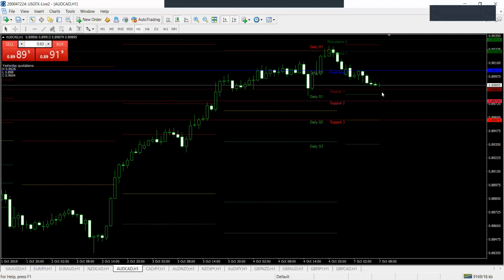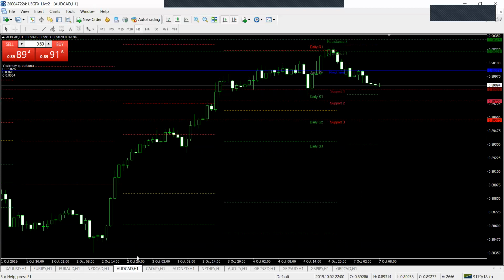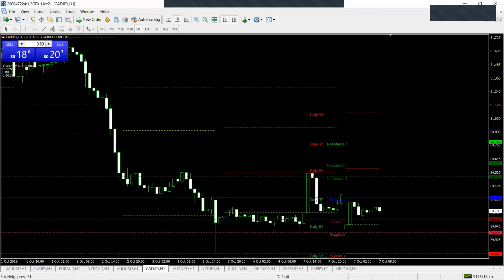AUD Canada, mukhang marireach na dito yung first support. It's an opportunity for ilang pips. 20 pips. Alright? So, pabagsak kasi nga mahina nga AUD and malakas ang Canada compared sa AUD, may go down to support 3. But since it's a Monday, very unlikely, okay, unless merong popping news bigla.